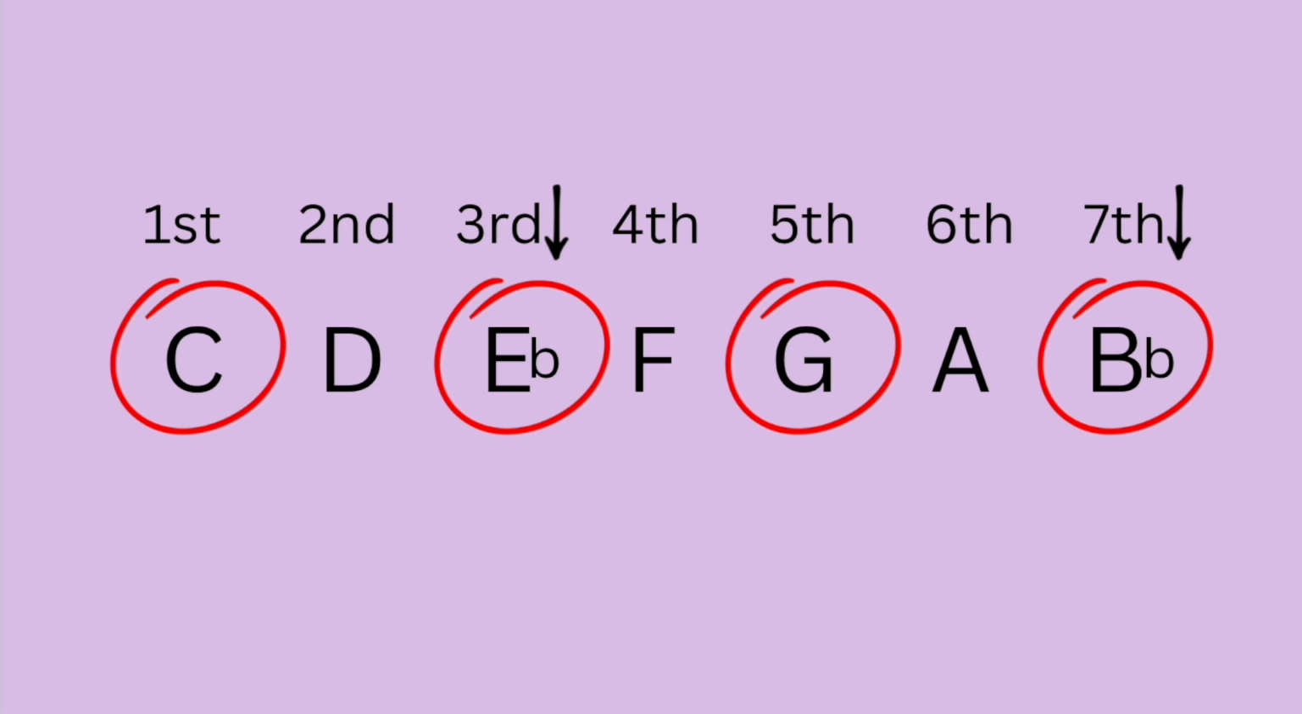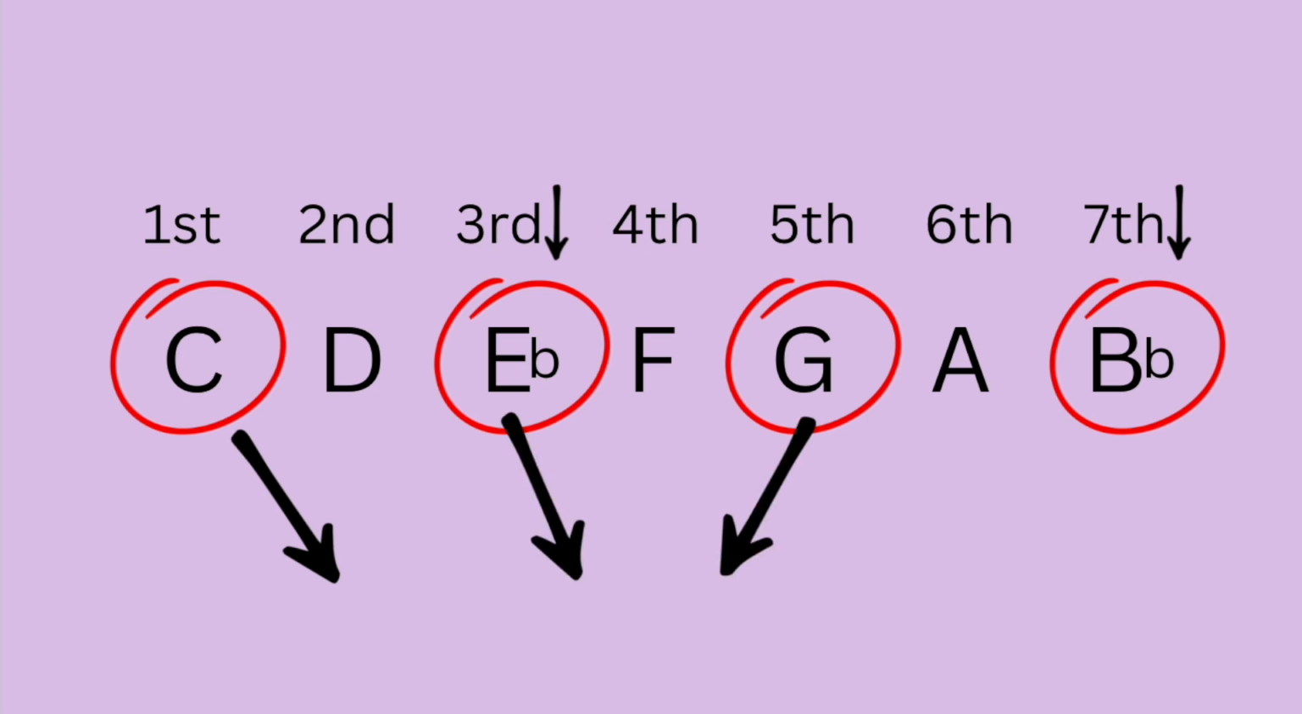So our minor 7th chord is a minor triad, our C, E flat, G, and then a flattened 7th on the top, so a B flat. Okay, and that's our minor 7 in C.